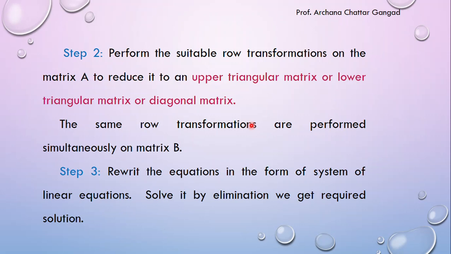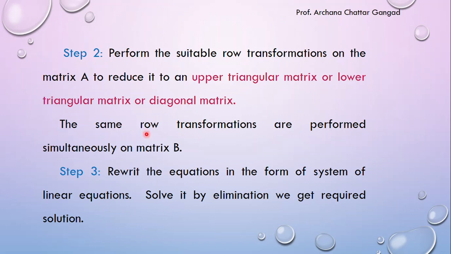Now the second step: we have to perform suitable row transformations on the matrix A to reduce it to an upper triangular matrix, a lower triangular matrix, or a diagonal matrix. We have to reduce matrix A to any one of these three. Either you convert it to an upper triangular matrix, or you can convert it to a lower triangular matrix. Otherwise you can convert it into a diagonal matrix also. We will see all three examples shortly.